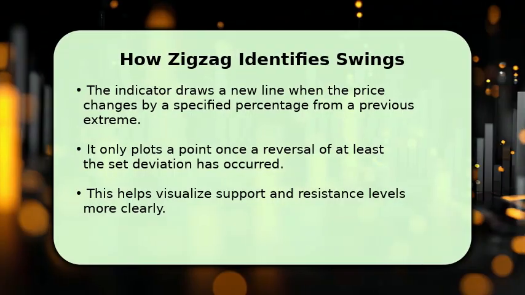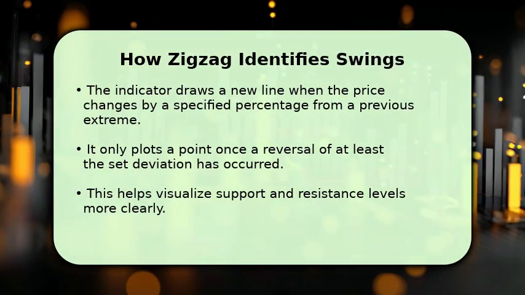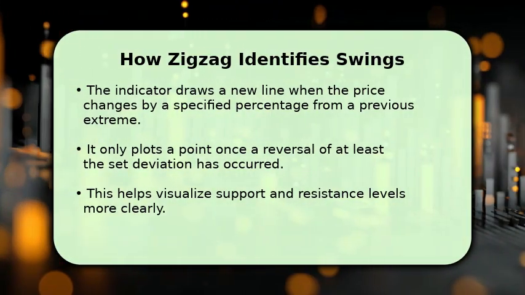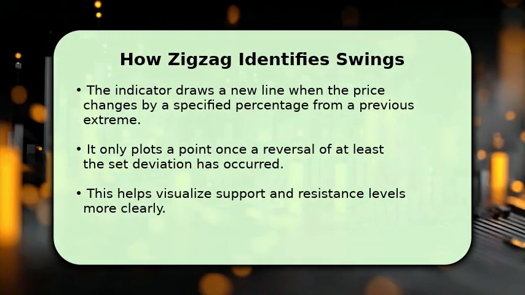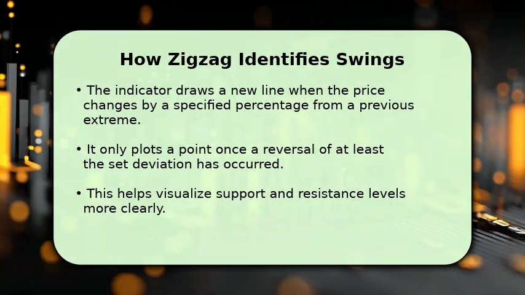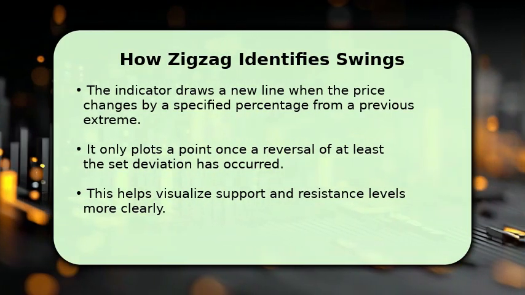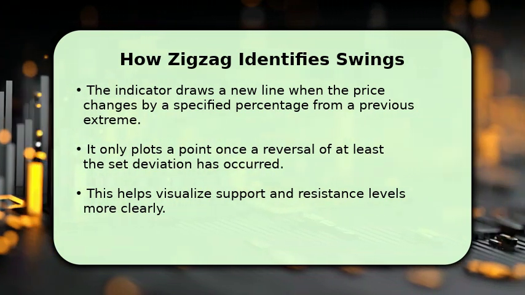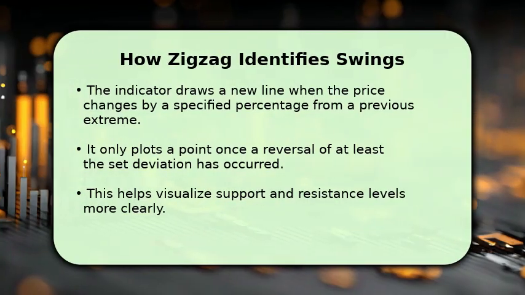The ZigZag indicator works by drawing a new line only when the price changes by a specified percentage from a previous extreme. For instance, if you set the deviation to 5%, the indicator will ignore any price movements smaller than 5%. This ensures that only substantial reversals are highlighted, providing a clearer picture of market structure. It effectively helps you visualize key support and resistance levels as it focuses on the most significant turning points in the market, ignoring the smaller fluctuations.